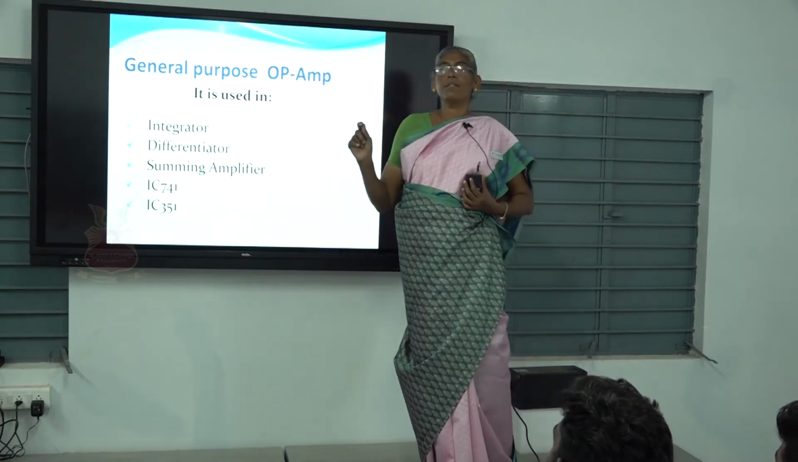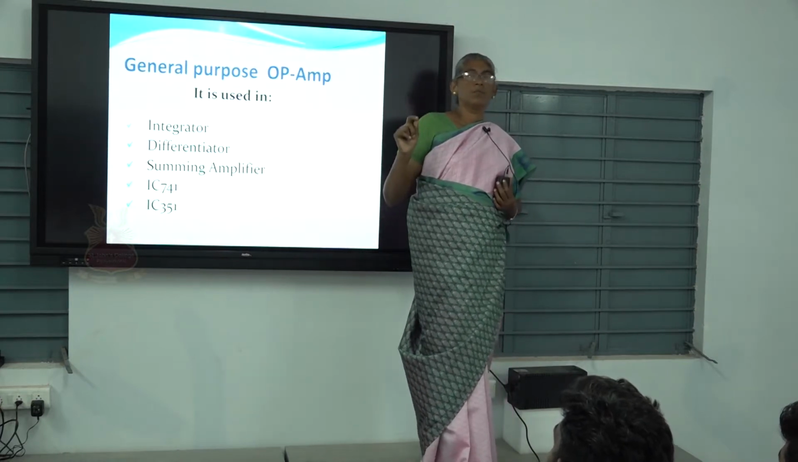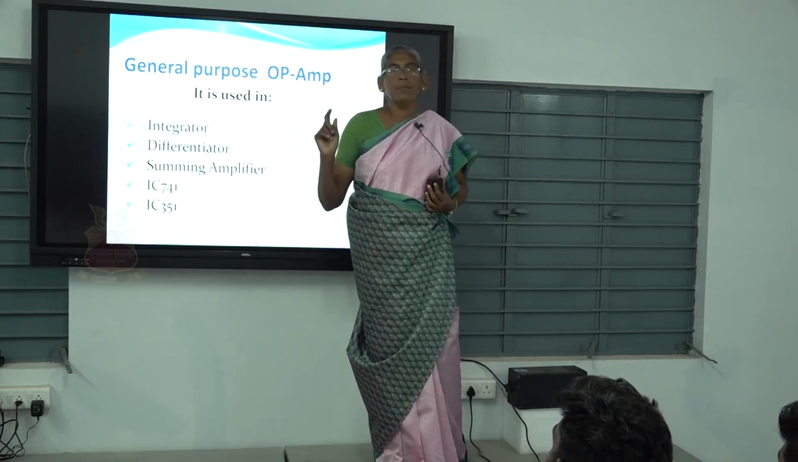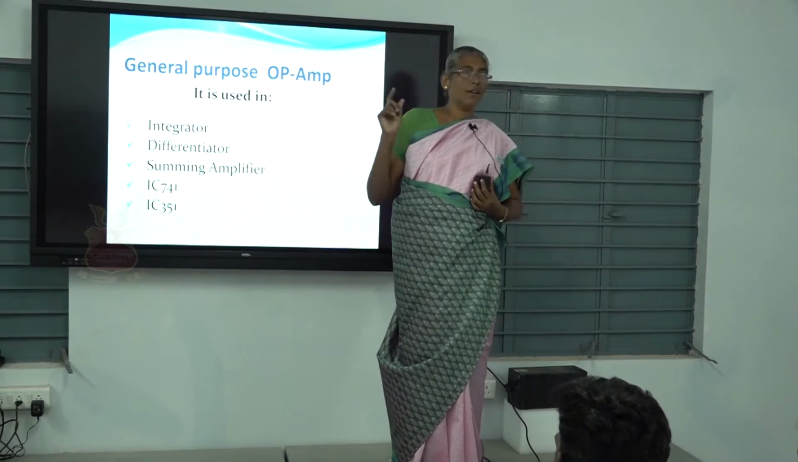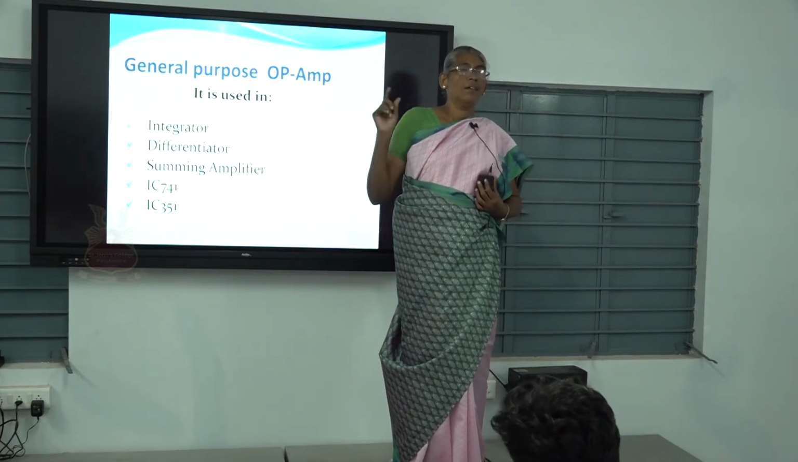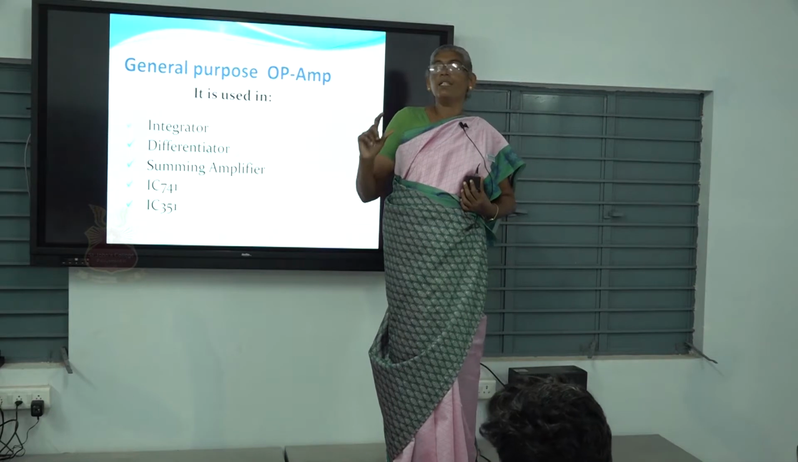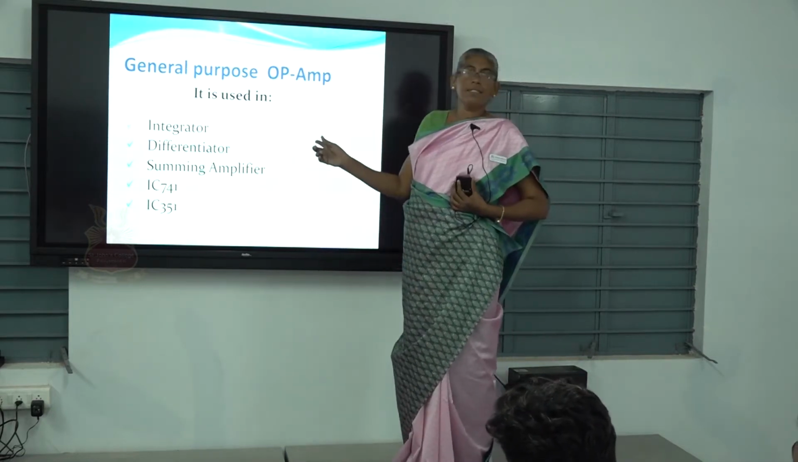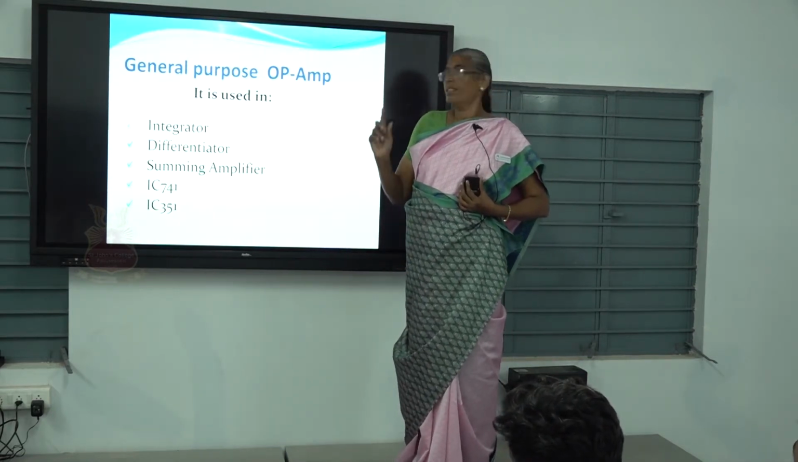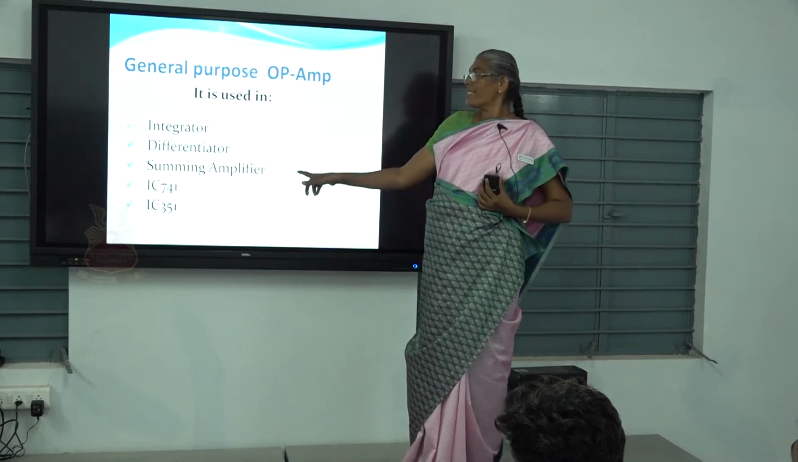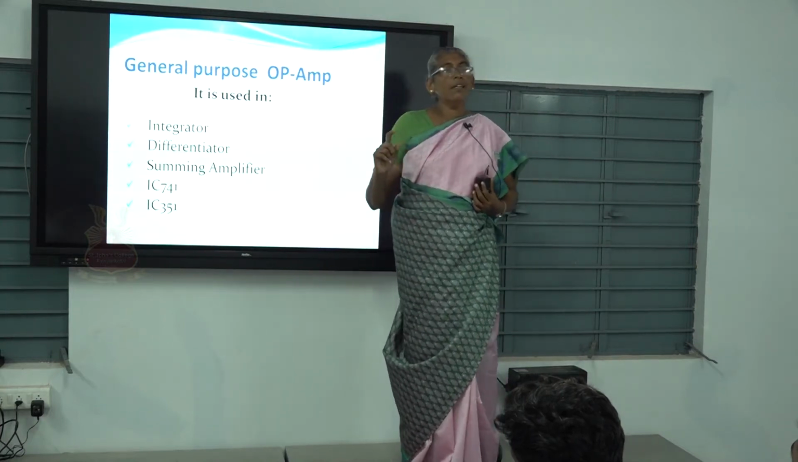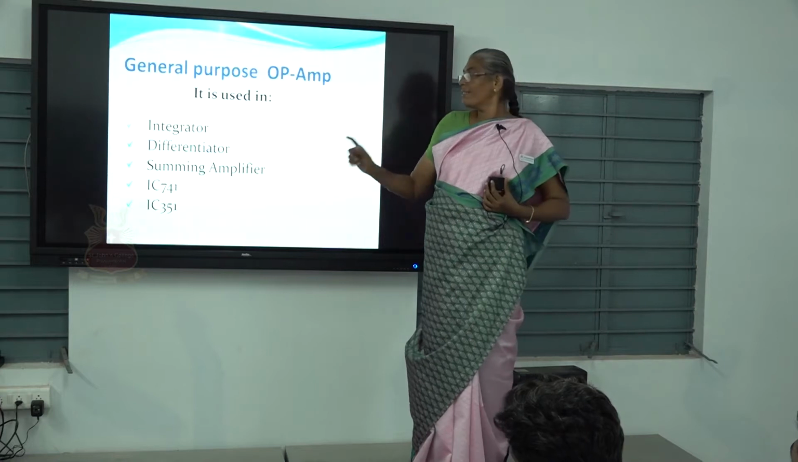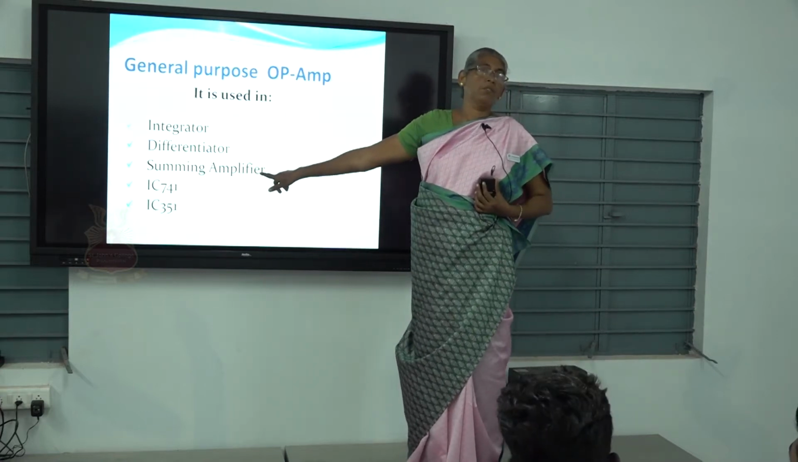What is a summing amplifier? An adder is also called a summing amplifier. Adding any 2 numbers is summing. That's called a summing amplifier. IC 741. Mainly operational amplifiers are used in the IC 741.